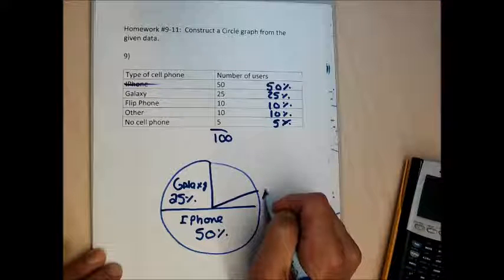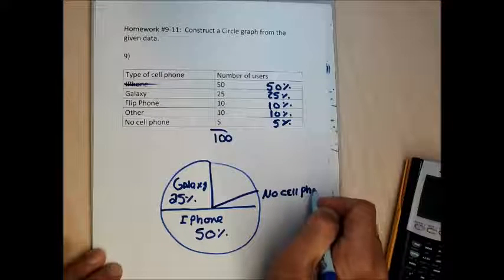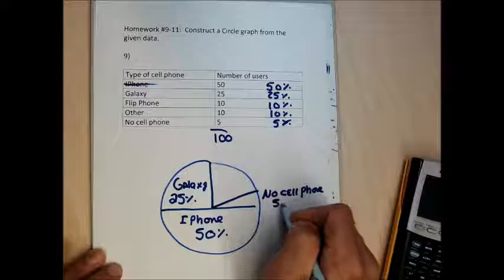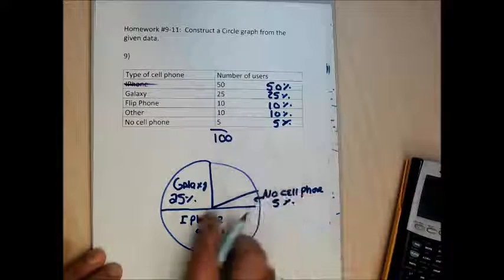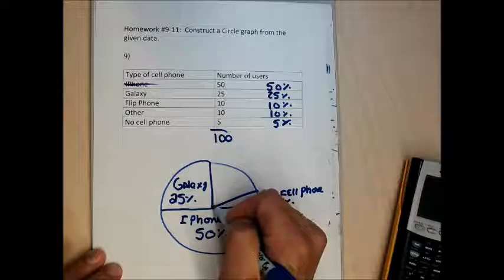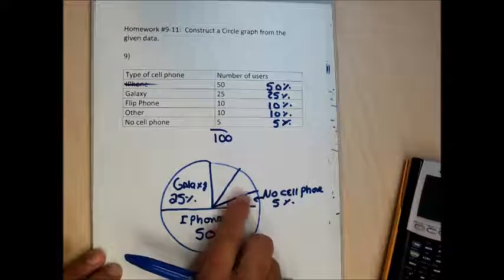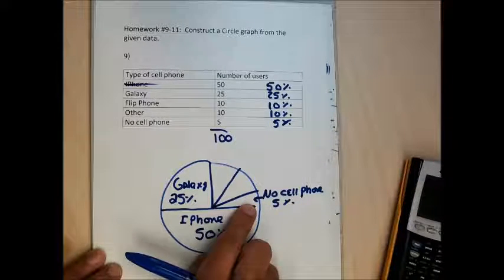I'm going to say no cell phone is 5, and then the rest of the figure needs to be 2 equal halves, so I'm just going to divide this into 2 equal halves. At least these two are bigger than that. They're technically supposed to be twice as big as that. I don't know if they're exactly twice as big as that, but I hardly care.